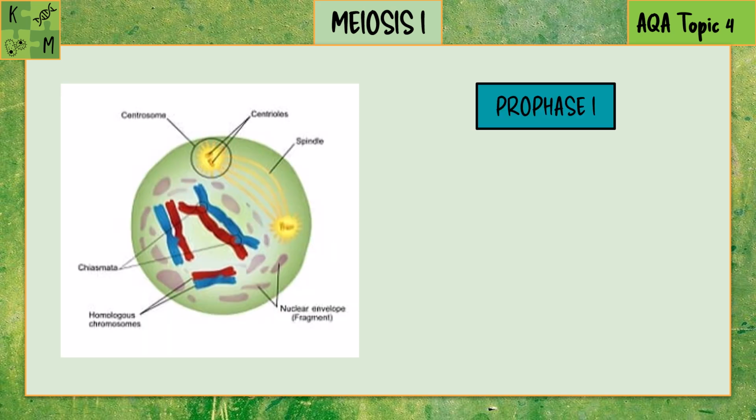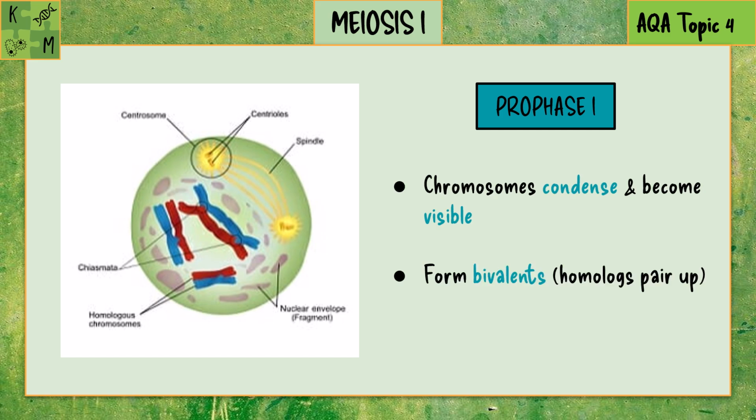There are two divisions within meiosis, and we refer to these as meiosis 1 and meiosis 2. The names of the stages are the same as those we've seen in mitosis, but each occurs twice. The first stage of meiosis is therefore prophase 1, when the chromosomes condense and become visible, and homologous chromosomes pair up to form bivalents. During this phase, the nuclear membrane also breaks down and the spindle begins to form.